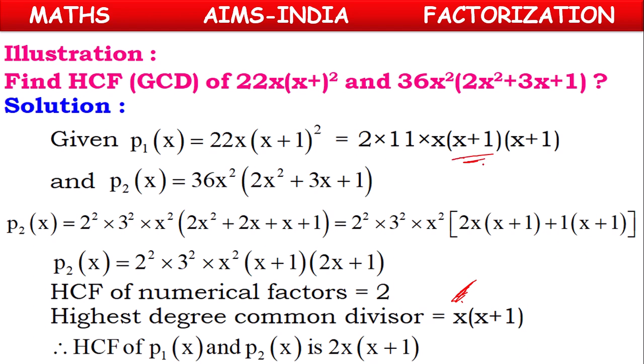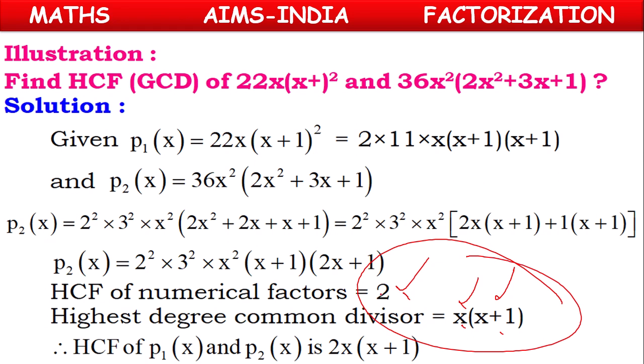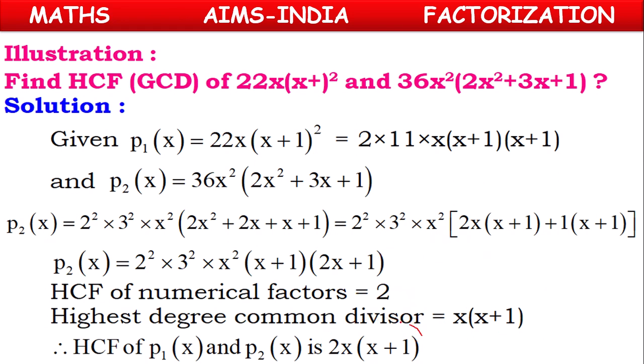And here (x plus 1) is there, in both, which means (x plus 1) is common. So 2 is common, x is common, and (x plus 1) is common. The product of all these, 2 into x into (x plus 1), is the HCF of the given two expressions. So like this, we can find out the HCF, children.